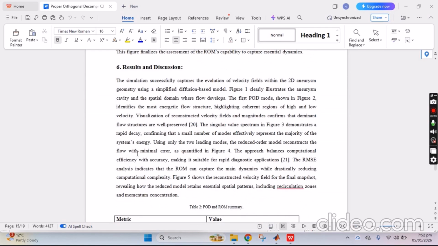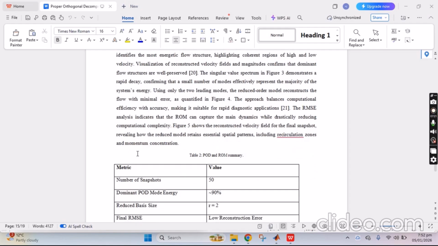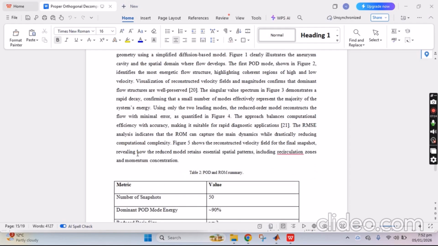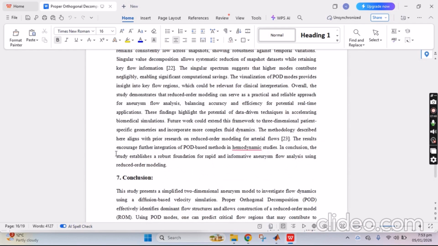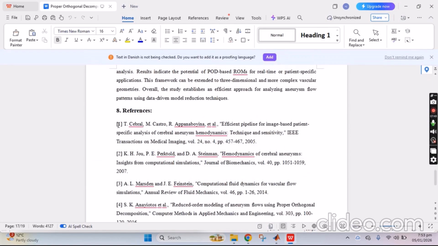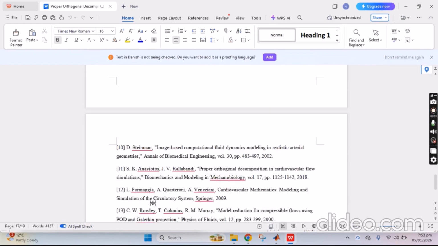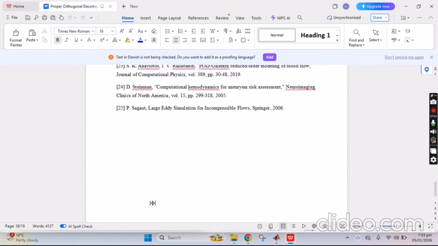In the results and discussion, I have added the clearly visible aneurysm cavity according to the spatial domain where the flow develops, and how the approach balances computational efficiency with accuracy, making it suitable for rapid diagnostic applications. These tables contain the POD and ROM summary, and then the conclusion and references as well. All the references are added accordingly.